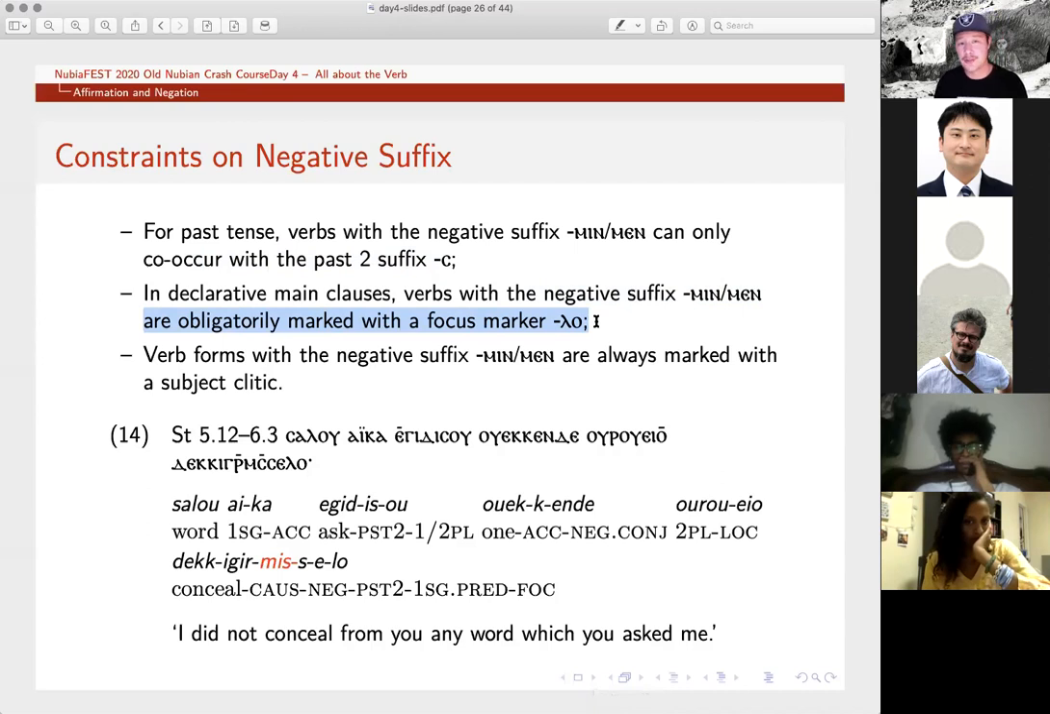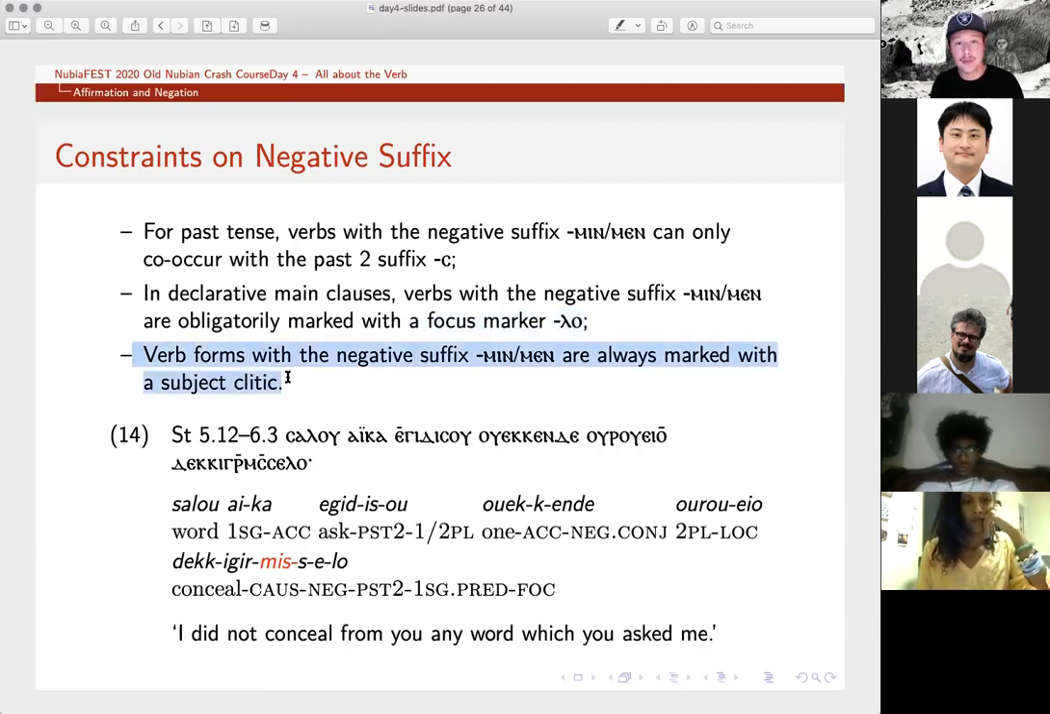But in declarative main clauses, it is also always marked with the focus marker law. And we'll talk more tomorrow about why this is the case. But it is mainly because a focus marker marks new information in a sentence, and a negation is always new information. So a negation is never something that you have already mentioned before. It's always new information to the hearer, unless you repeat the same negation, obviously. Therefore, it's always marked with this focus marker.